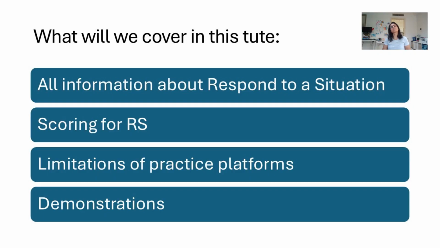Righto, folks. So what will we cover in this toot? As always, I will give you all the required information about the question type, which is respond to a situation today. And then we will talk about how respond to a situation questions are scored. I will touch briefly on what the limitations of practice platforms like ApeUni, AlfaPTE, and all the other platforms are for this particular question type, and then we'll go through a couple of demonstrations using my method, which I understand might not be the chosen method for you. Okay? That's okay. You do what works best for you, all right? But I'm going to show you what would give you the highest scores.